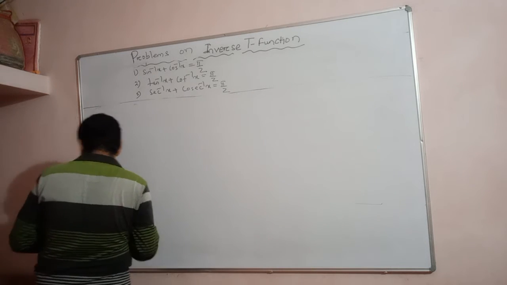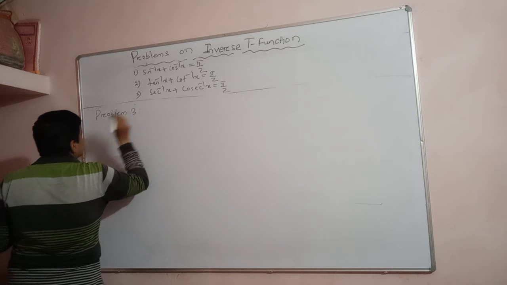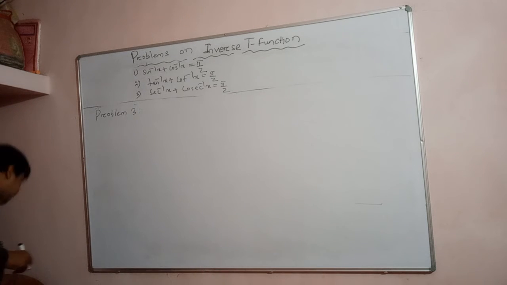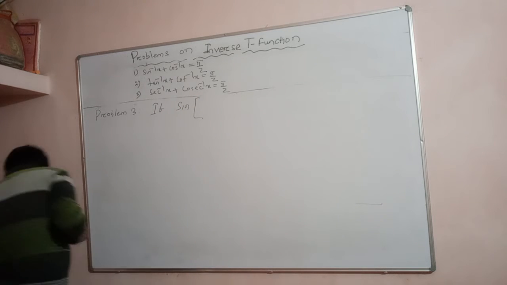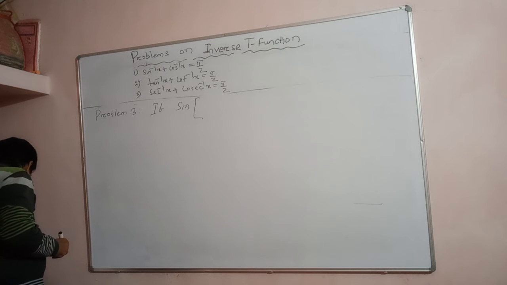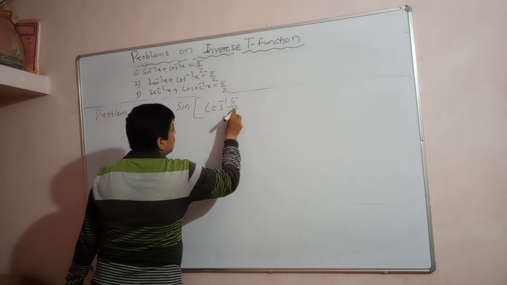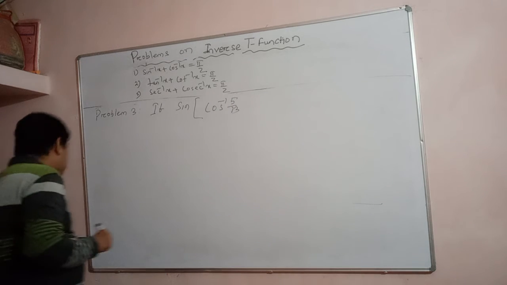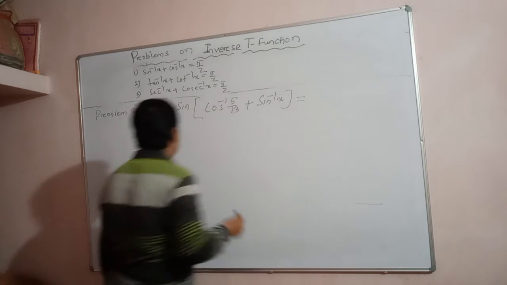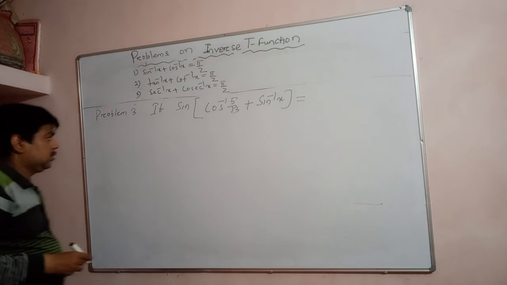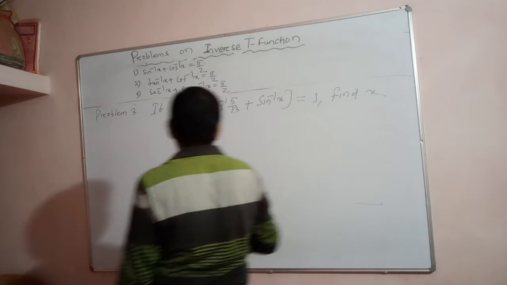Another problem, problem number 3. The problem given is: if sine of cos inverse of 5 by 13 plus sine inverse of x is equal to 1, find the value of x.